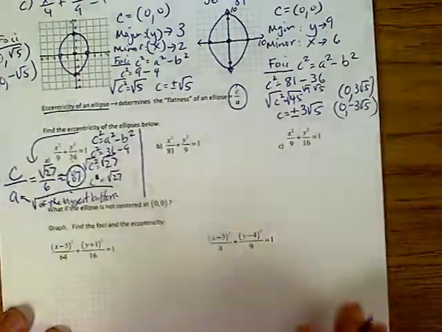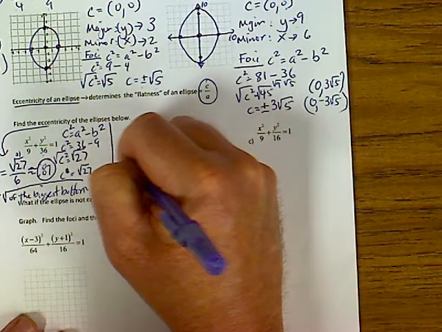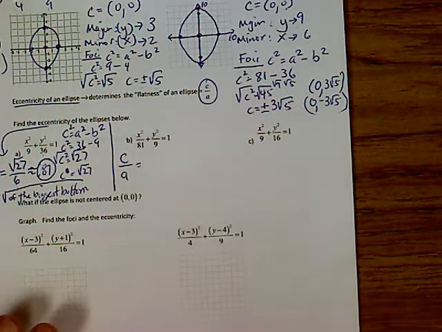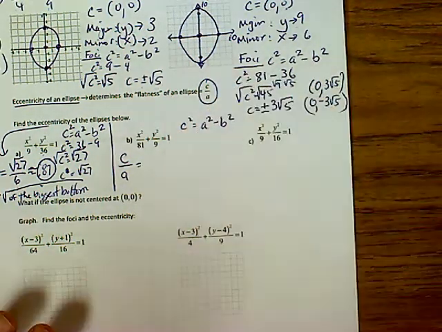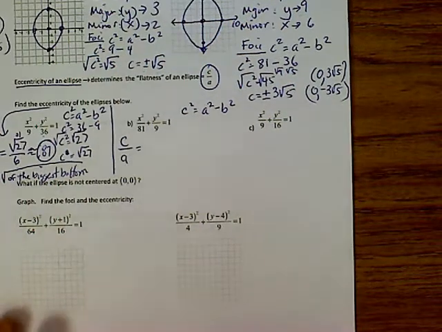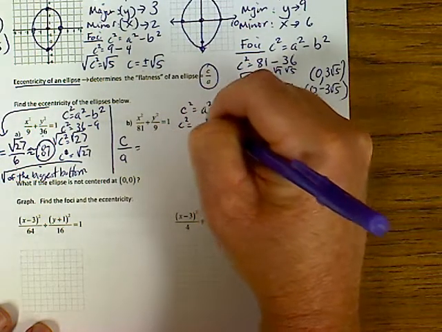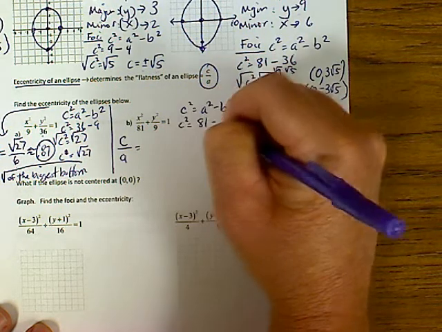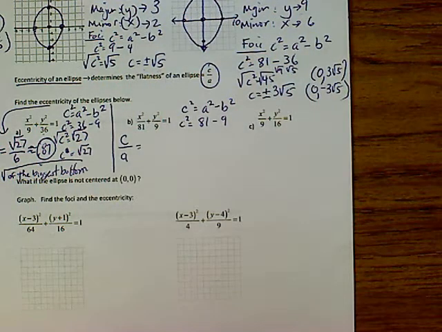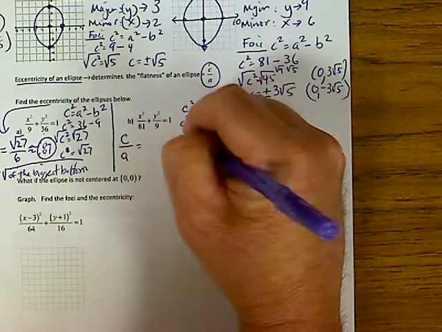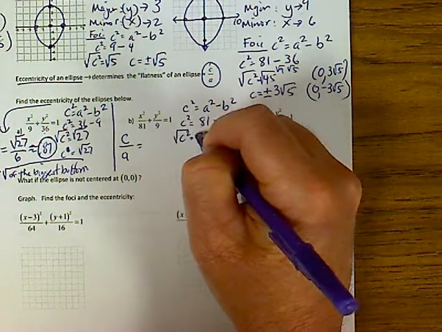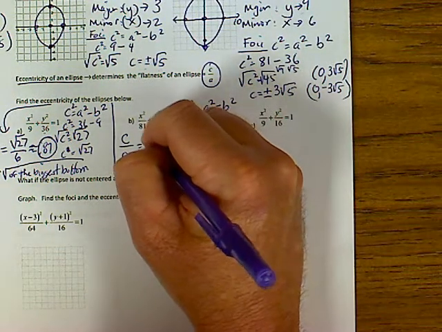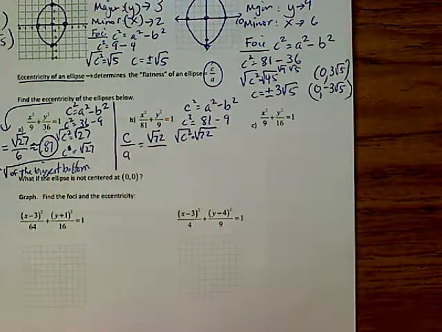All right, let's try letter B. Same thing, we want to find C over A. We'll find C first by doing C squared equals A squared minus B squared. So C squared equals your biggest bottom, 81, subtract your smallest bottom, 9. 81 minus 9, C squared equals 72. You're going to square root each side. You can just leave it that way, that C is the square root of 72, since you'll be using your calculator.